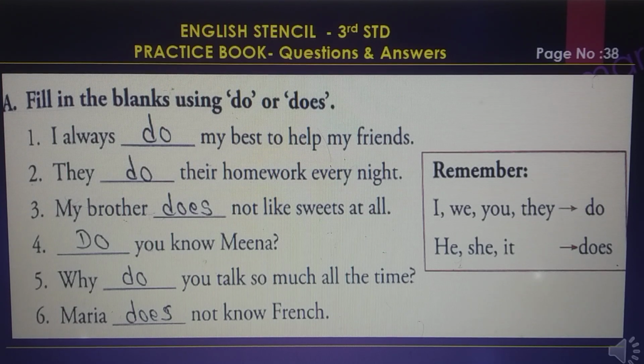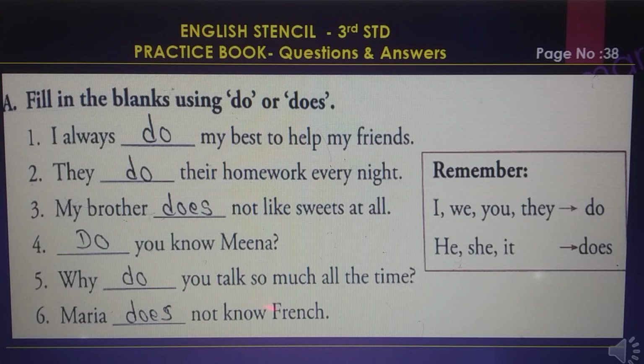Fill in the blanks using do or does. First, I always do my best to help my friends. Second, they do their homework every day. Third, they do their homework every night. Fourth, my brother does not like sweets at all. Do you know Meena?